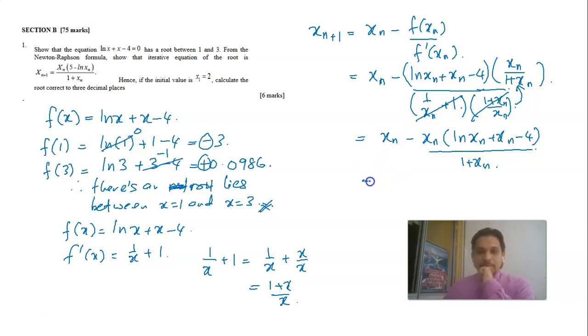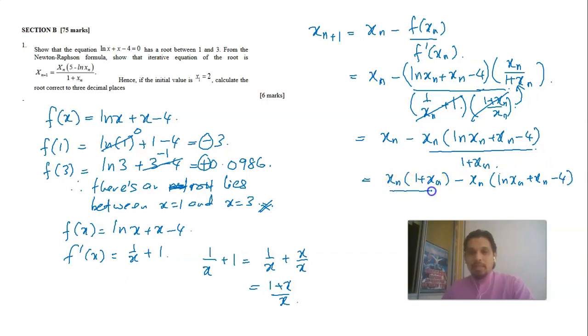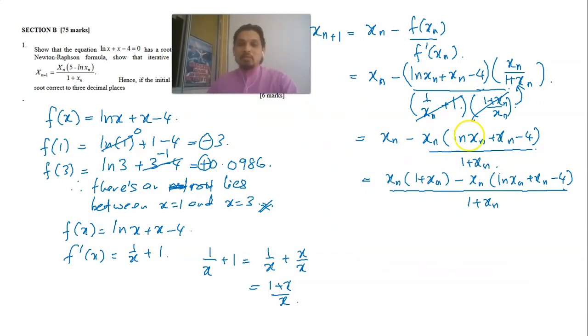Okay, and then we simplify this xn, xn, 1 plus xn, minus xn equal natural log of xn plus xn minus 4, and everything divided by 1 plus xn. Okay, it's quite complicated, but hopefully you might try this question by yourself, one by one.